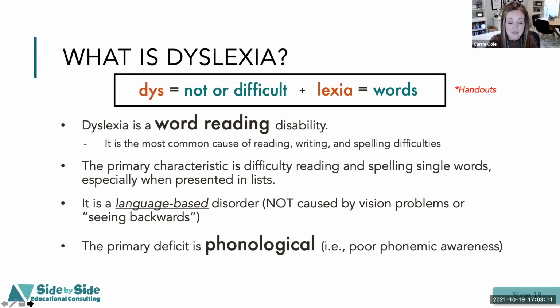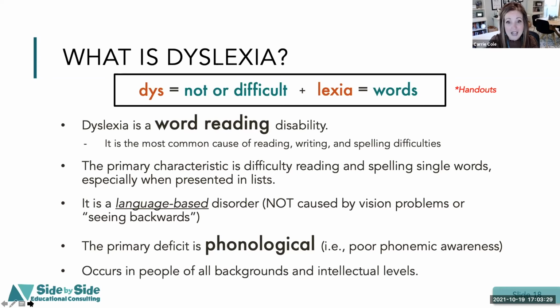And the primary deficit in terms of language is phonological. In other words, poor phonemic awareness, which then just spirals into all of these other areas. Talk about Matthew effects. Okay? So the primary deficit is phonological. And it needs to be noted that this occurs in people of all backgrounds and intellectual levels. So you can have a very bright student in all areas, and yet they really struggle learning to read and write.